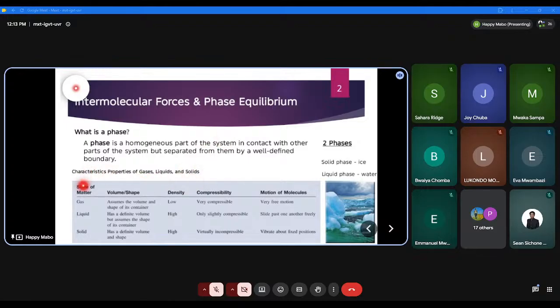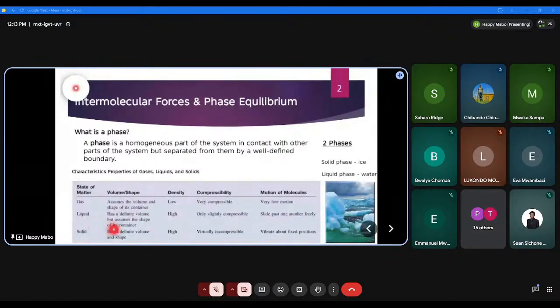Okay, so we look at the characteristic properties of gases. We know that for gases, we don't have a defined volume and we don't have a defined or fixed shape. Gases tend to have low densities and they are very compressible. Their particles are able to move freely. For liquids, they've got a defined volume but no defined shape. They take up the shape of the container in which they have been put, their densities are quite high and they are only slightly compressible. Their particles slide past one another freely.